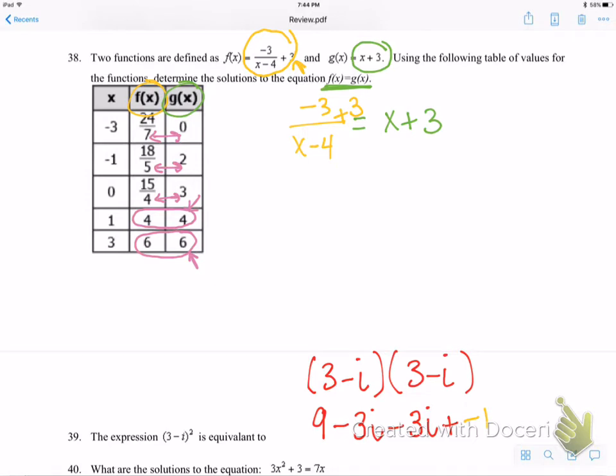And now you can see we have even more like terms. 9 minus 1 is 8. And negative 3i minus 3i is negative 6i. So the answer to number 39 is 8 minus 6i.